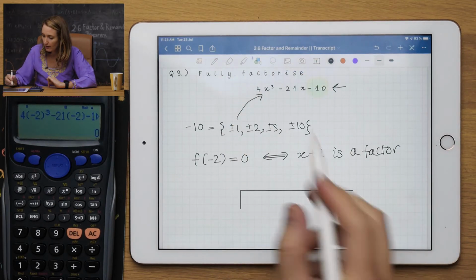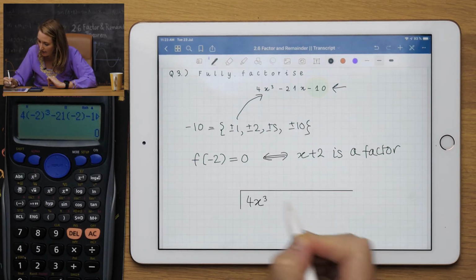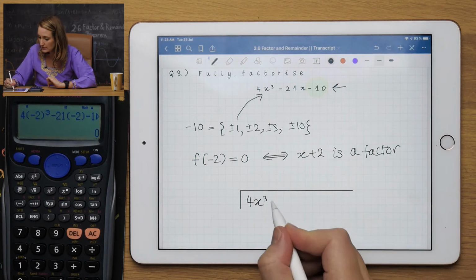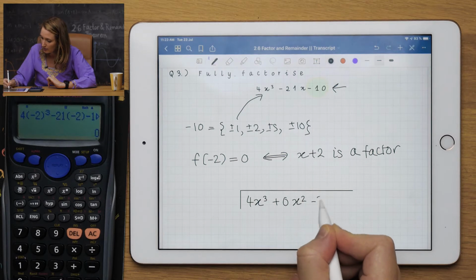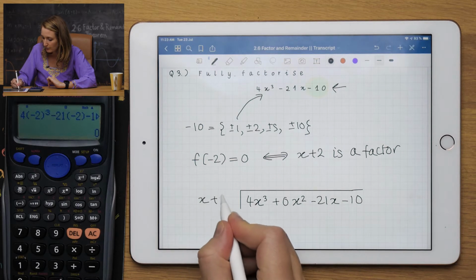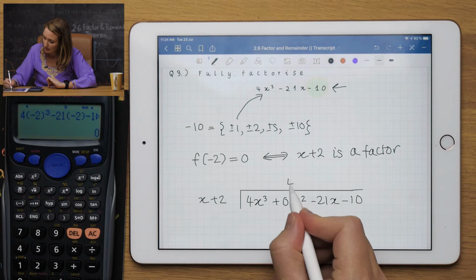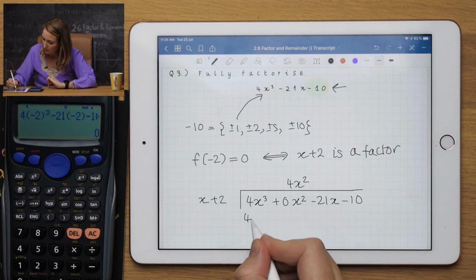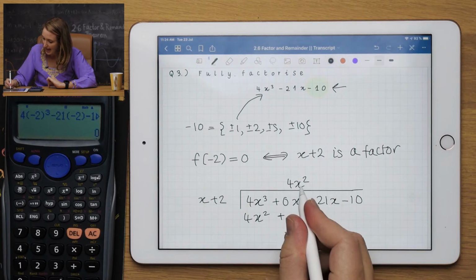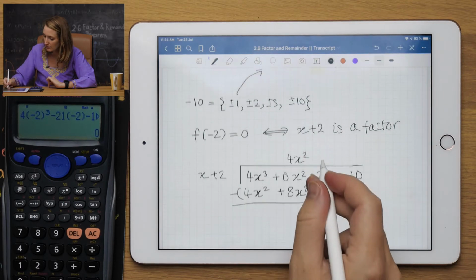Okay, now we've got one factor, we can do long division. Now we've got to be a little bit careful. If you remember back in key skill 2, we said that we always need to have a column for each power. So we've got x cubed. There's no x squared term here, so we do 0x squared minus 21x minus 10. And we've got our factor now, x plus 2. Okay, so 4x cubed divided by x is 4x squared. Multiply. Now this would be plus 8x squared. Need to subtract.